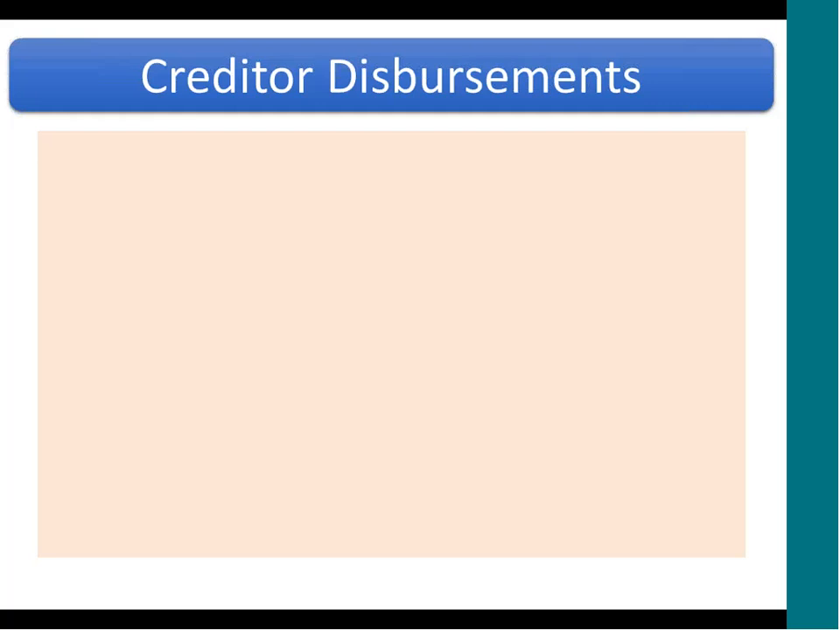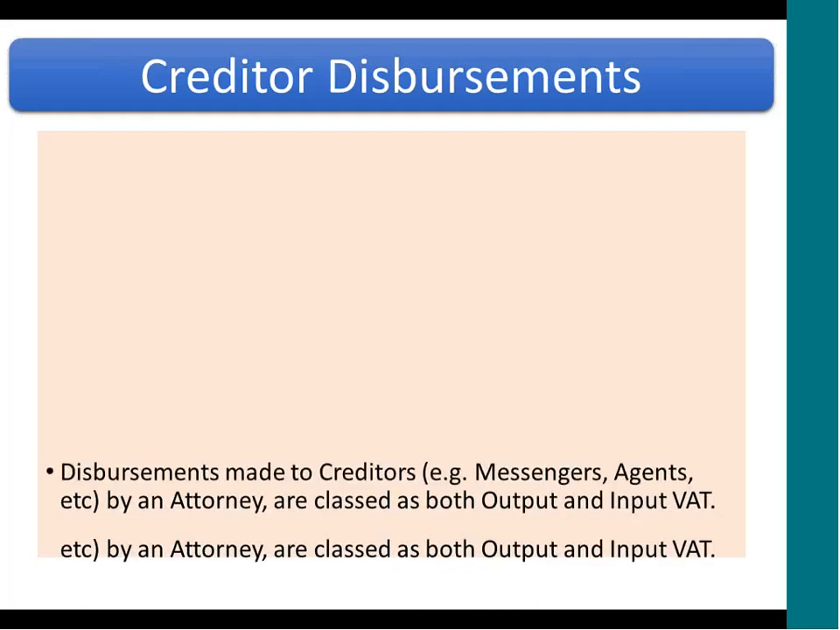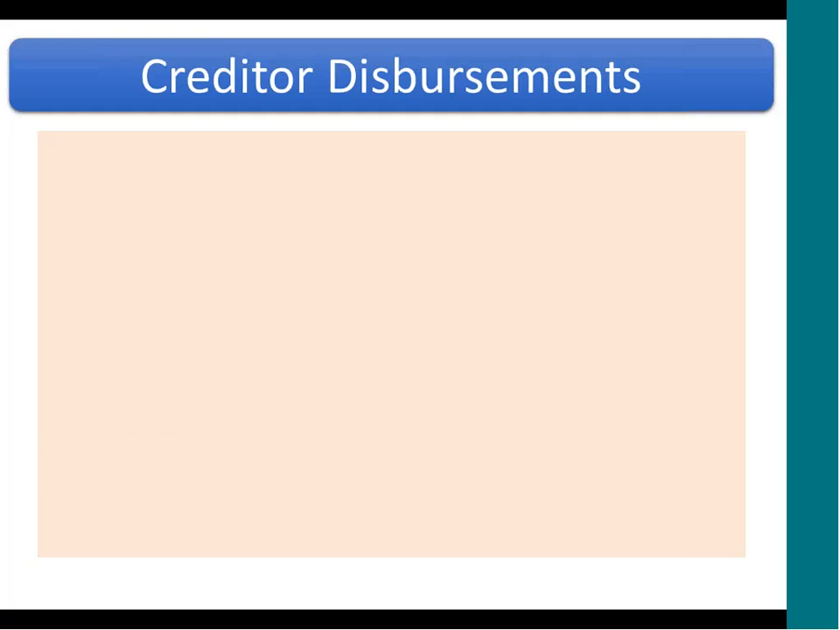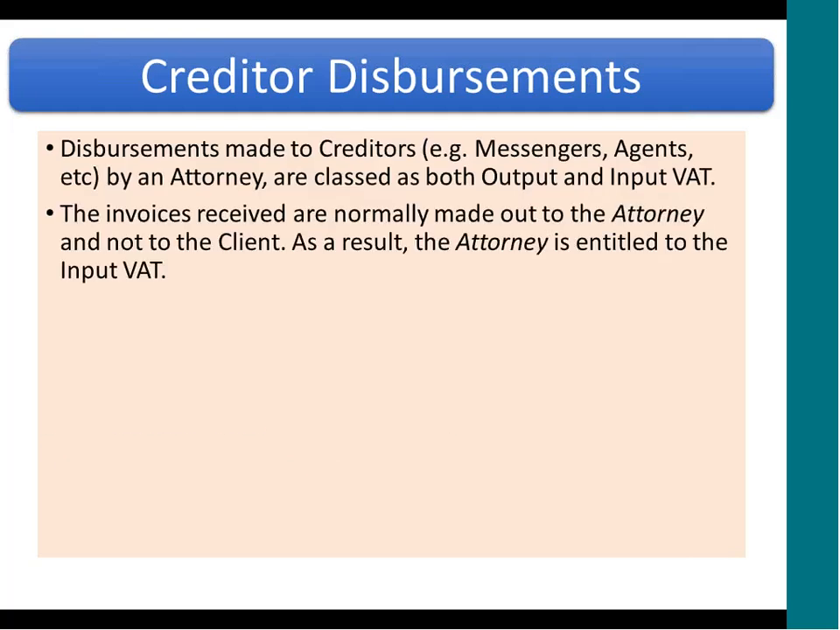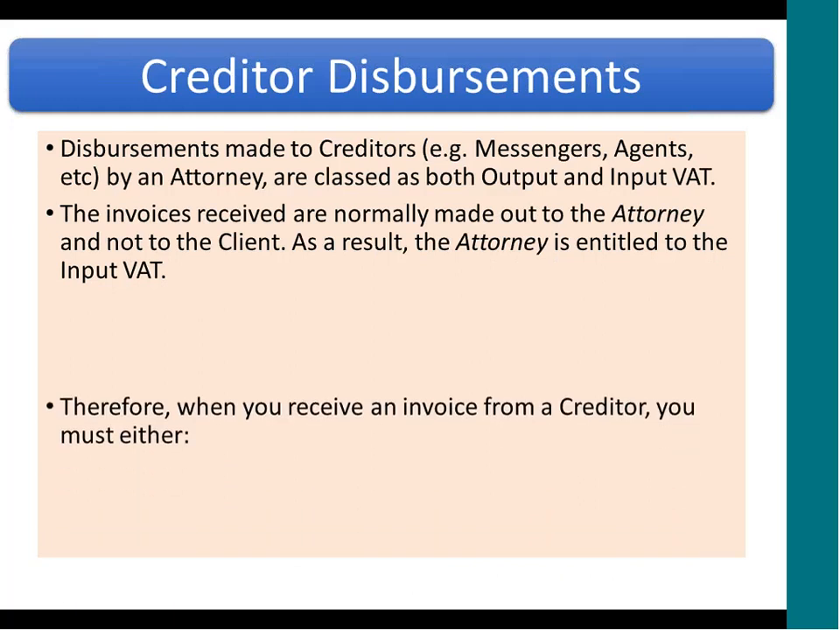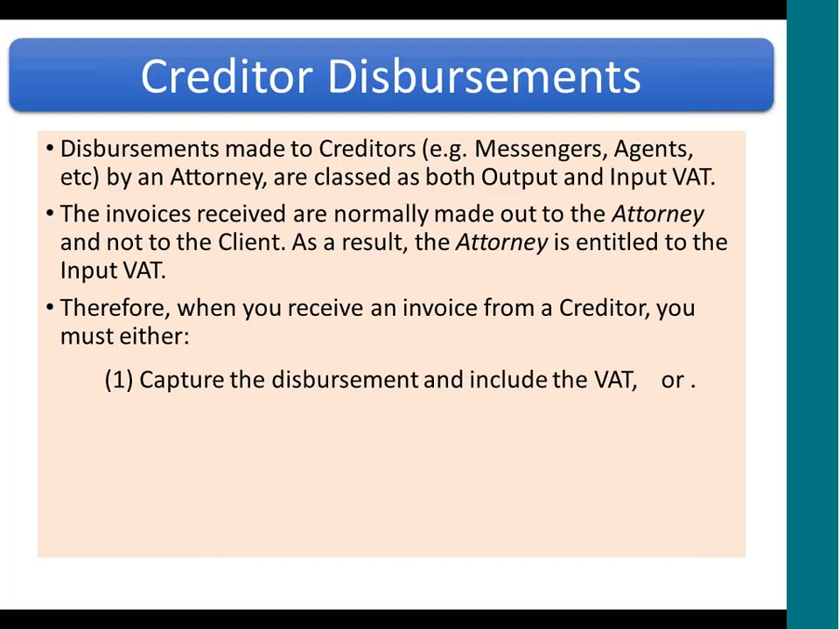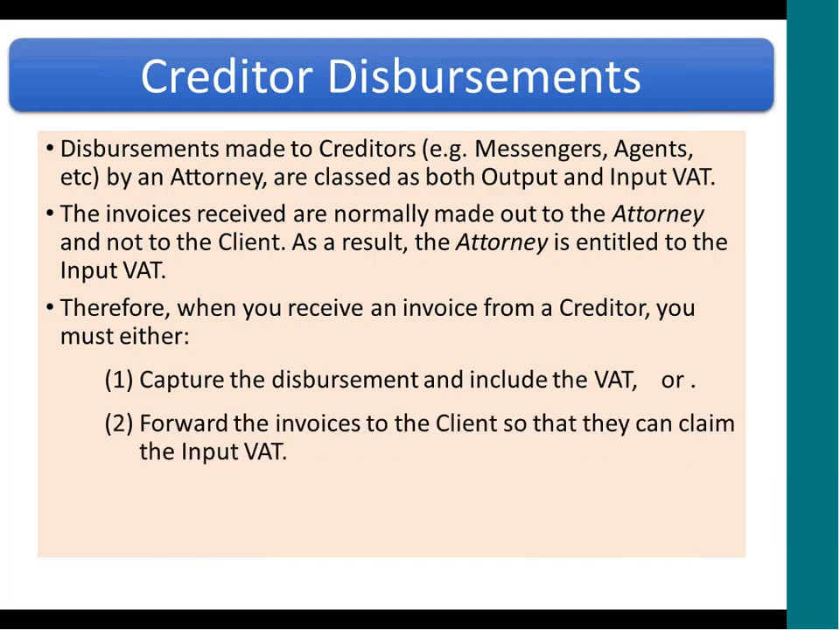Creditor disbursements. Disbursements that are made to creditors, for example, messengers, agents, sheriffs, by an attorney are classed as both output and input VAT. The invoices that are received from these creditors are normally made out to the attorney and not to your client. For example, they will send the invoice because they often do work on behalf of many clients.